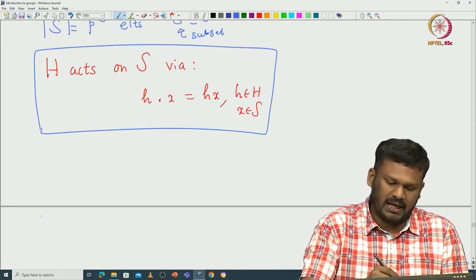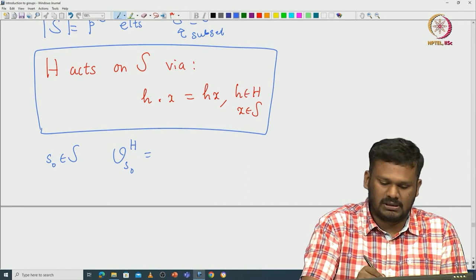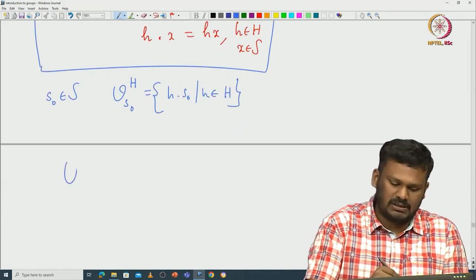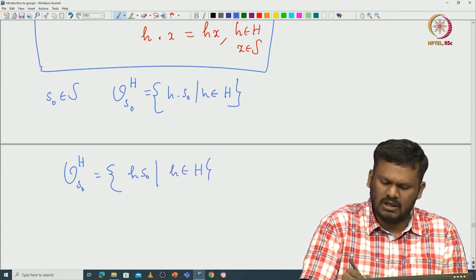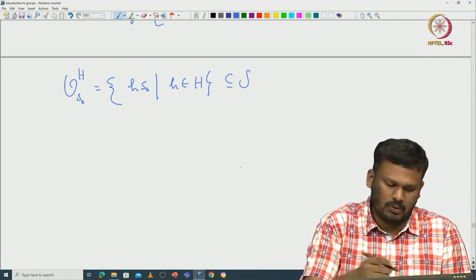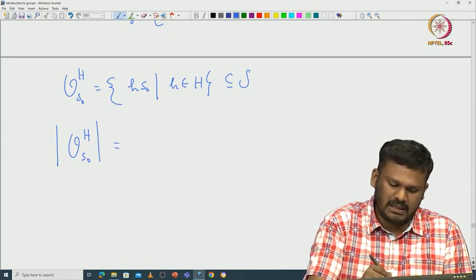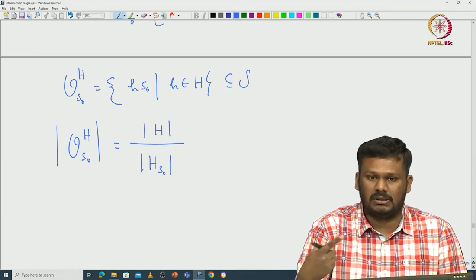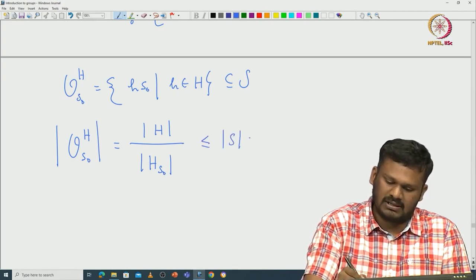In particular, if you take some S_0 inside S, look at the orbit inside this H. It consists of those h·S_0 where h is in H. So the orbit with respect to this action is {hS_0 : h in H}, which is a subset of S, that is all we know. Now use the orbit-stabilizer theorem one more time. The cardinality of this orbit is exactly the cardinality of H divided by the cardinality of H_{S_0}, and this is less than or equal to the cardinality of S, which is p^k.